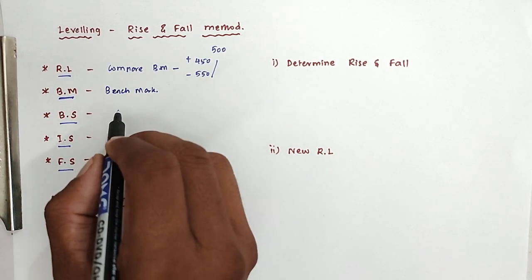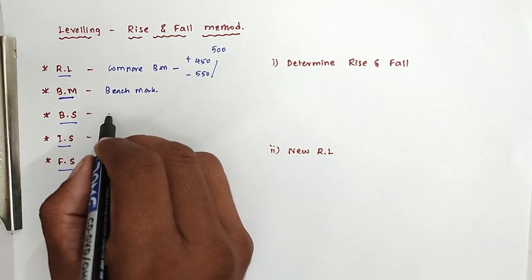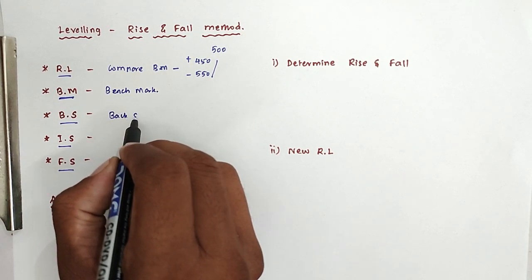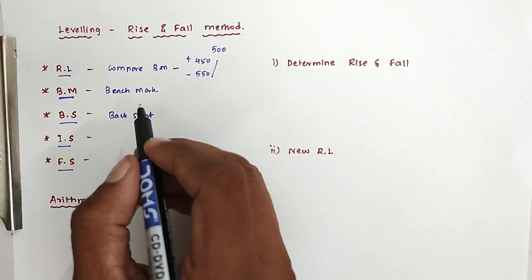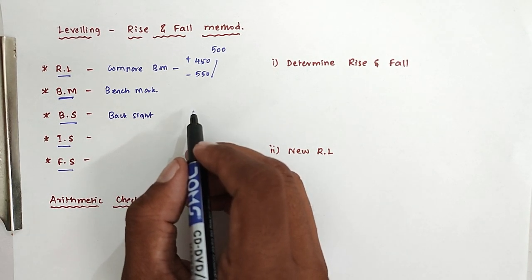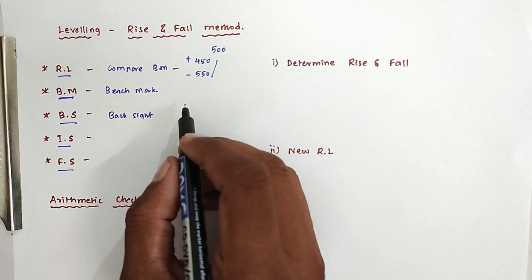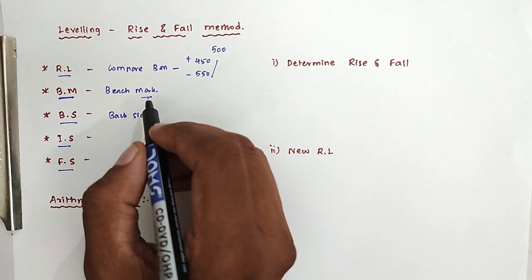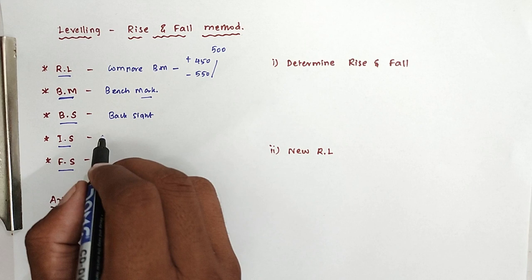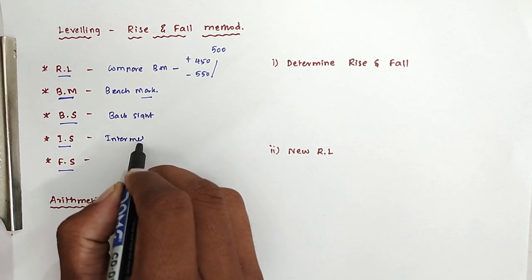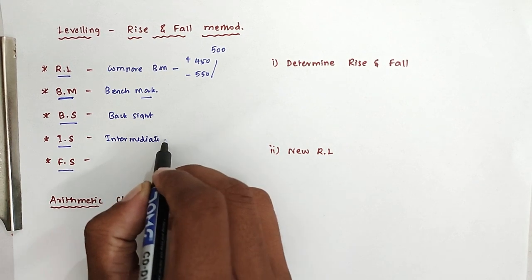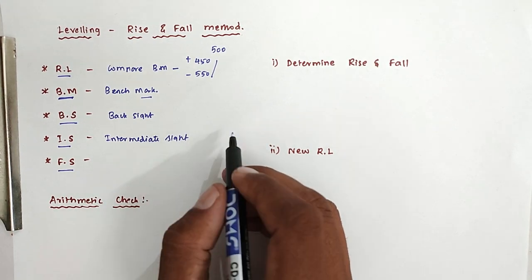Then next one is BS, that is backsight. Backsight is the first reading after setting the instrument. This is taken on a known point, that is called a benchmark. Okay, second thing is intermediate sight. These are all the points between backsight and foresight.